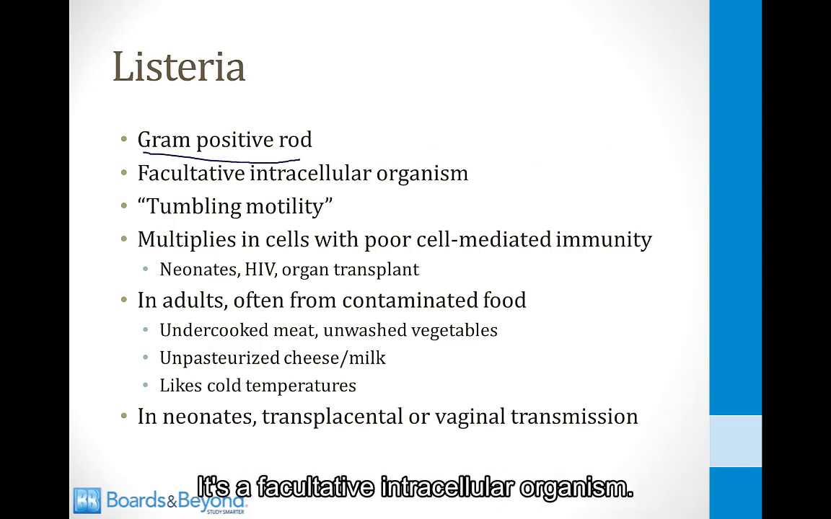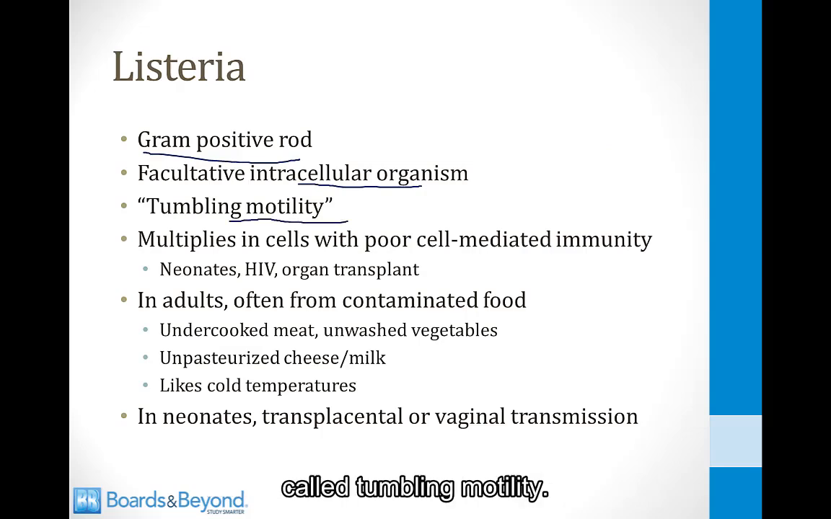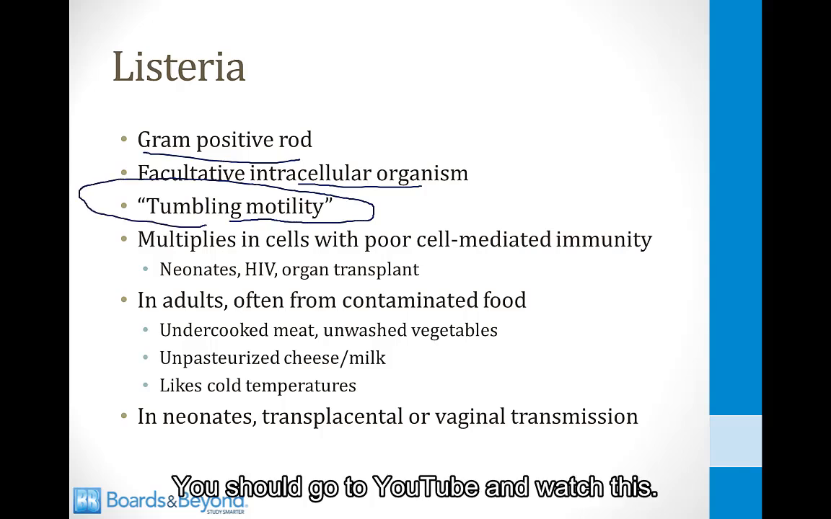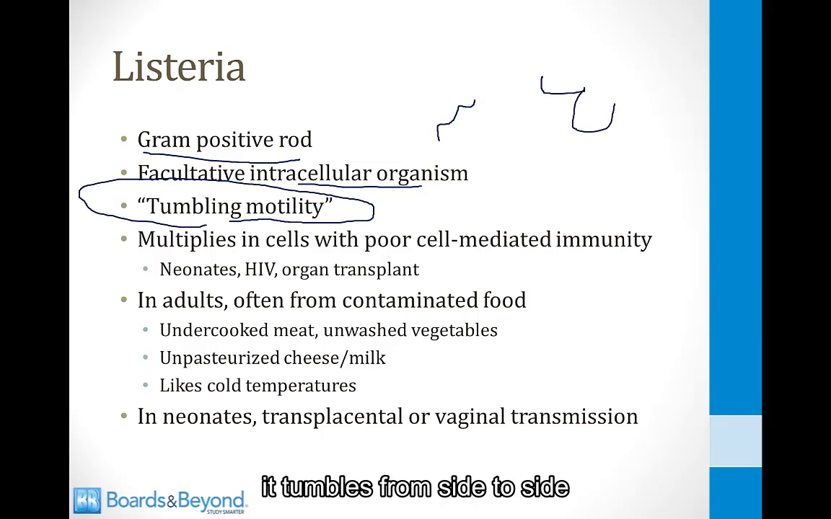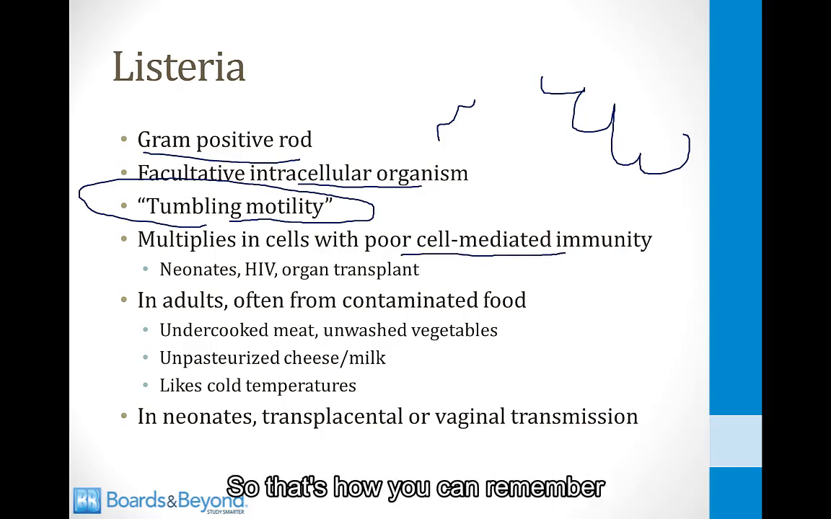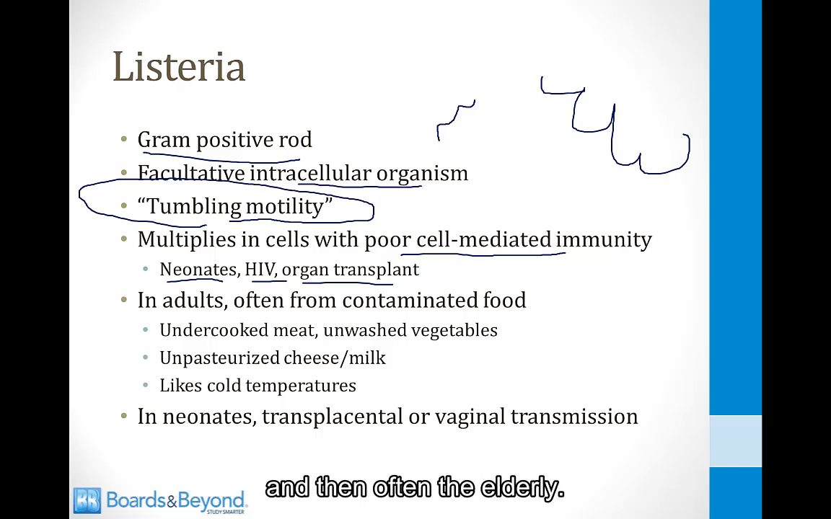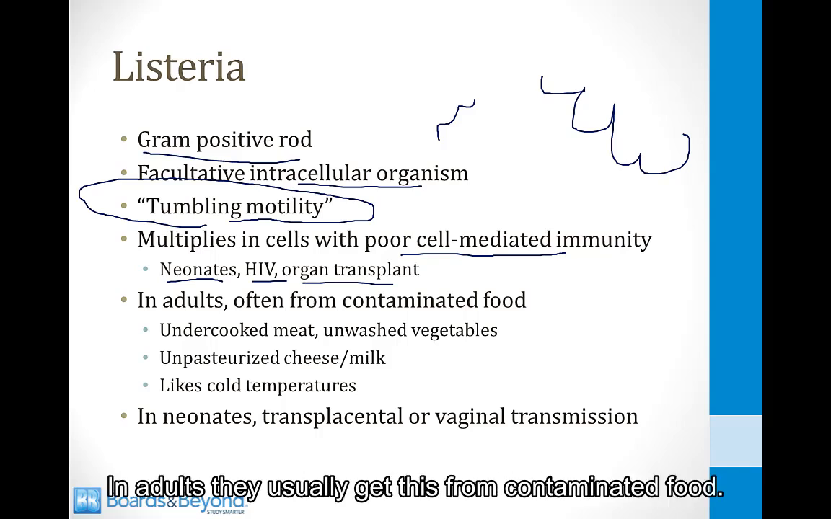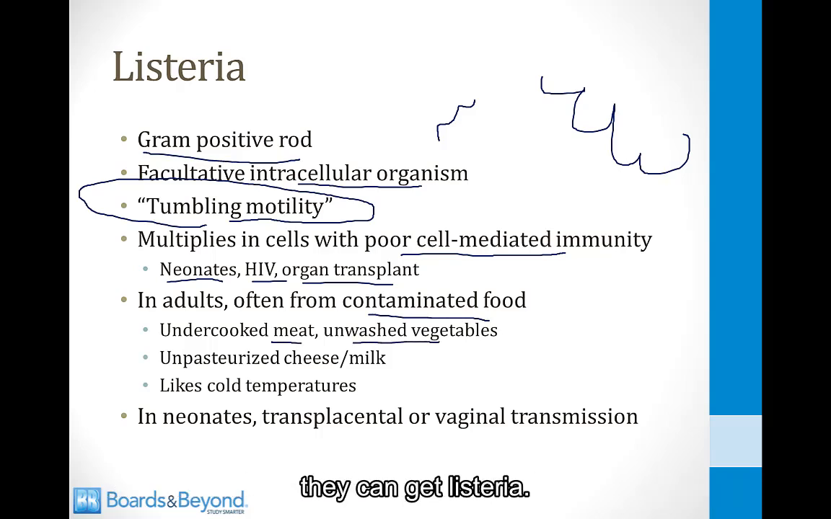It's a facultative intracellular organism. It has this very special mobile quality called tumbling motility. You should go to YouTube and watch this. So instead of the bacteria sort of swimming around like this, it tumbles from side to side and moves across the petri dish. It multiplies in cells when people have poor cell-mediated immunity, so that's how you can remember that it's going to infect people like neonates, people with HIV and organ transplants, and then often the elderly. In adults, they usually get this from contaminated food, so they eat undercooked meat or unwashed vegetables, they can get listeria.